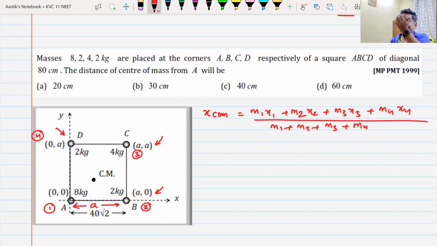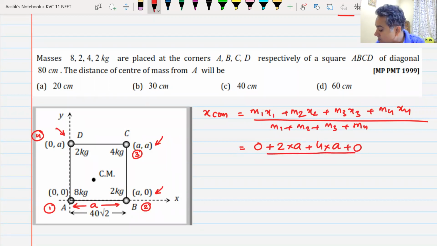Everyone understands this? Yes or no? Now, m1 into x1 is 0 because it is placed at the origin. m2 is 2 kg. Don't make a mistake. 2 kg multiplied by A plus m3 is 4 kg. The x coordinate is A plus m4 is 2 kg, but the coordinate is 0, so it becomes 0, divided by m1, 8 plus 2 plus 4 plus 2. Do we understand this?